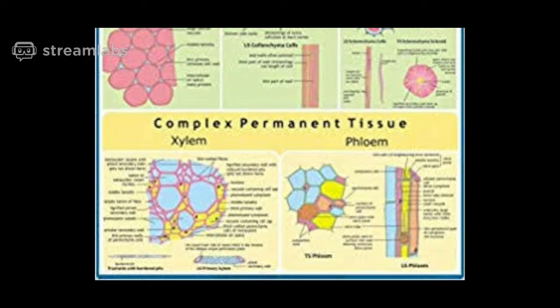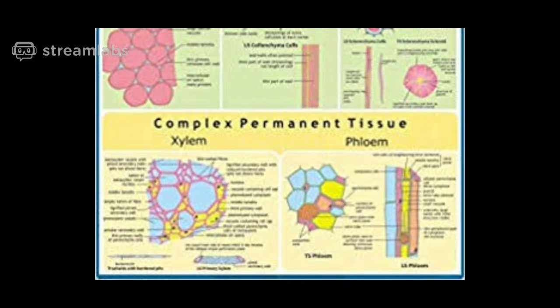And the phloem conducts the food from the leaf to other parts of the plant by translocation of food. And what is this translocation of food? It is the transport of food materials in a soluble form, that is in the form of sucrose, from the leaf to other parts of the plant.